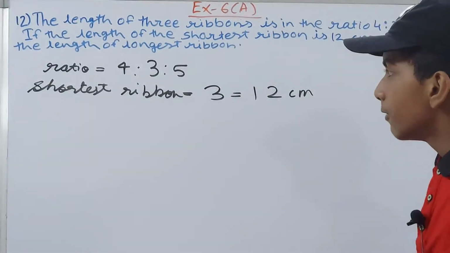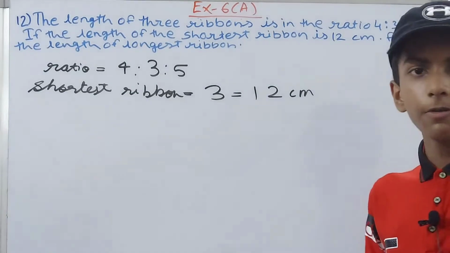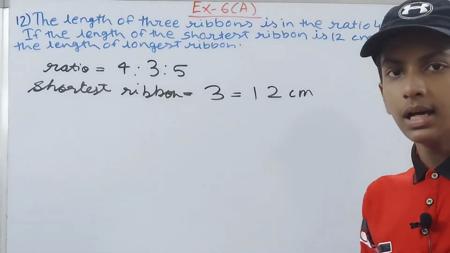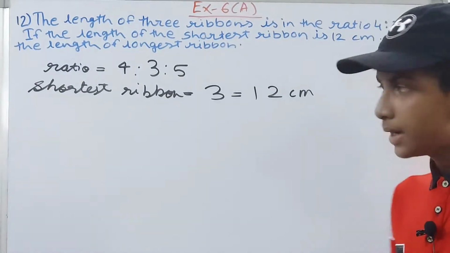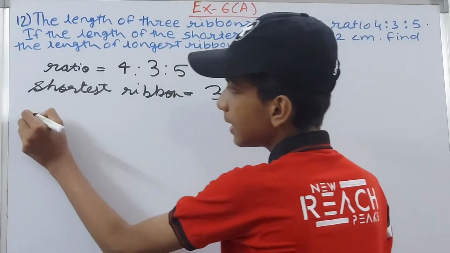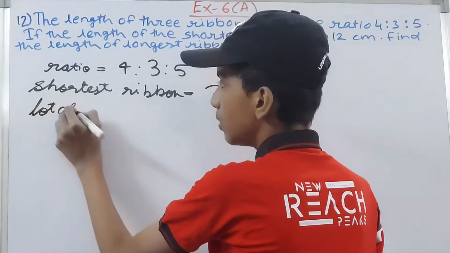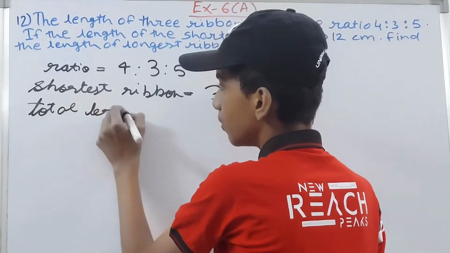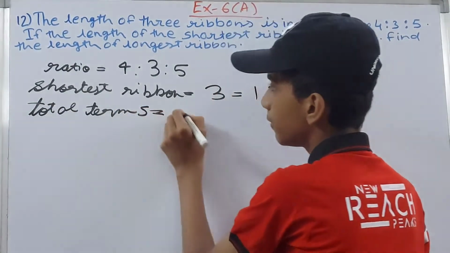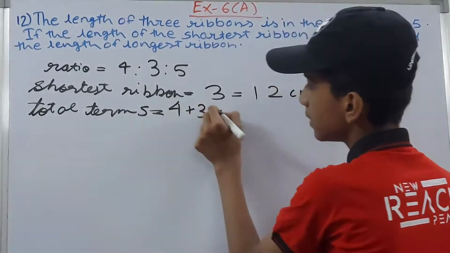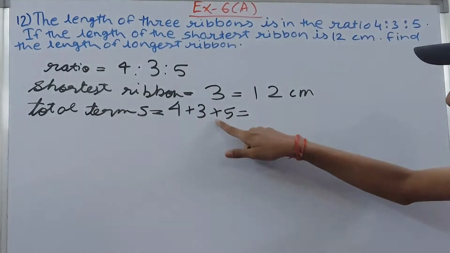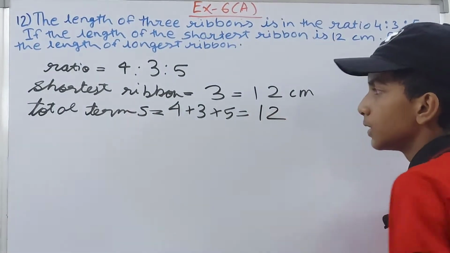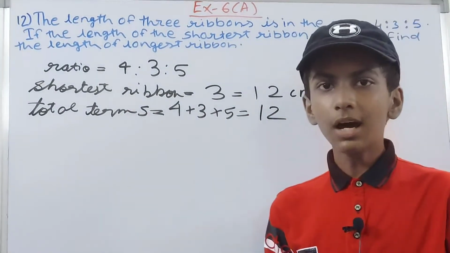See how? First of all, finding the length of any piece in the ratio is the length upon total number of terms into the total, right? So you write here one more point, that is total terms. So 4 plus 3 plus 5: 4, 4, 3, 7, 5, 12. So here we also get 12. Now we can find it.